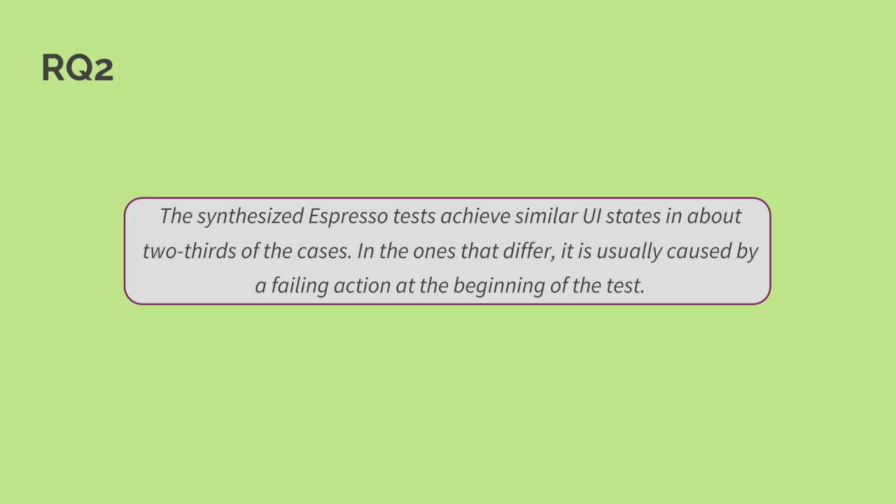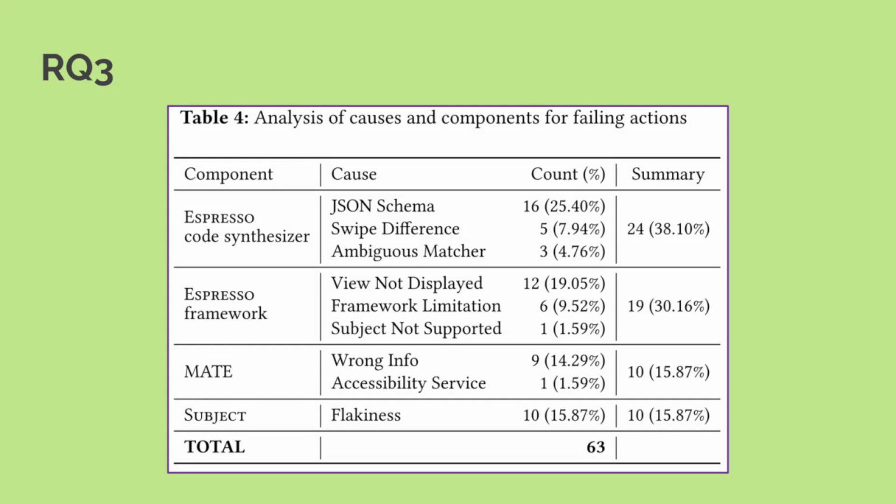Given the high amount of mismatching pairs of screenshots that were caused by a previous divergence in the test, we decided to also study the first failing action of those tests. This table shows the causes of the first failing action for the test cases we analyze. JSON schema refers to all the cases in which a failing action could be fixed by enhancing the JSON schema with additional information that is already available in MATE.